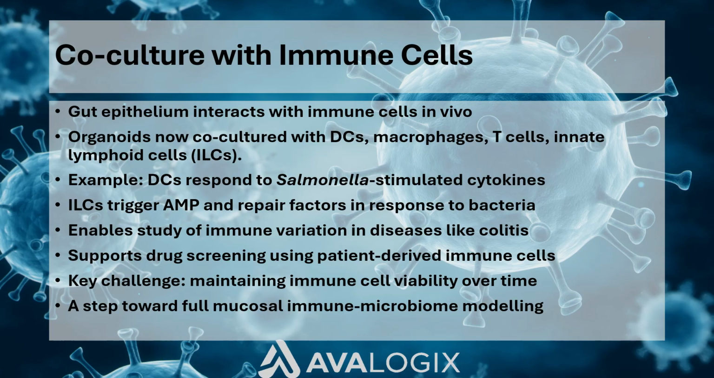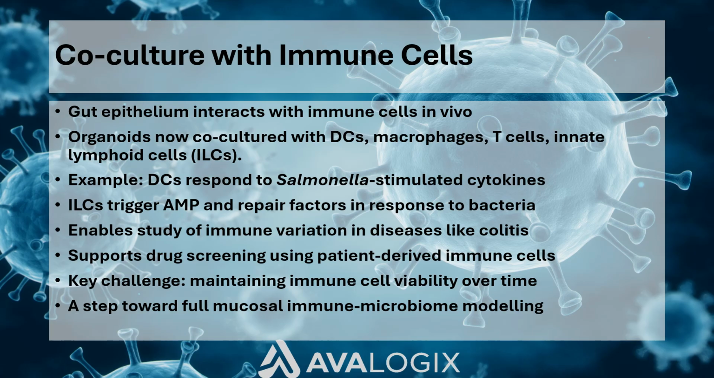Let me give you a concrete example. In one study, researchers exposed intestinal organoids to Salmonella typhimurium, then co-cultured them with human monocyte-derived dendritic cells. The dendritic cells were able to sense microbial signals indirectly through cytokines secreted by the epithelium and began upregulating maturation markers and antigen presentation machinery, much like what we see in a normal mucosal immune response. In another model, researchers introduced IL-22-producing ILCs into colonoid cultures. When bacteria were introduced, the ILCs responded by stimulating the epithelium to produce antimicrobial peptides and repair factors, recapitulating the protective effects seen in vivo.